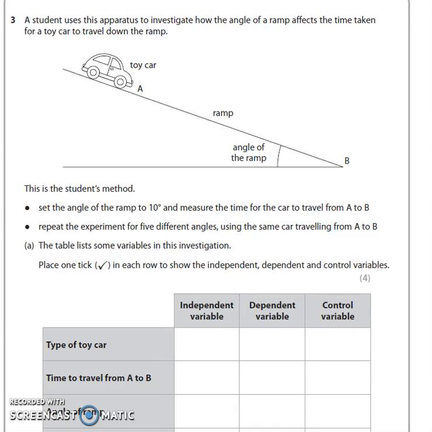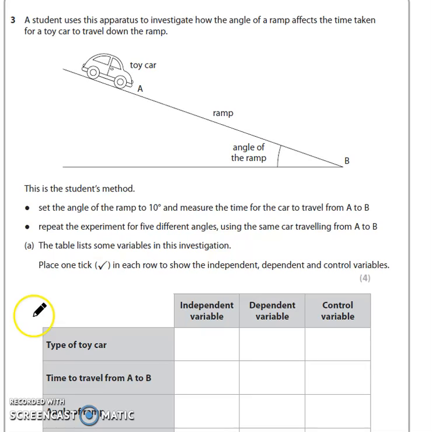Question 3. A student uses this apparatus to investigate how the angle of a ramp affects the time taken for a toy car to travel down the ramp. You've got a diagram here, clearly showing angle of ramp and toy car, with points A and B labelled. This is the student's method.